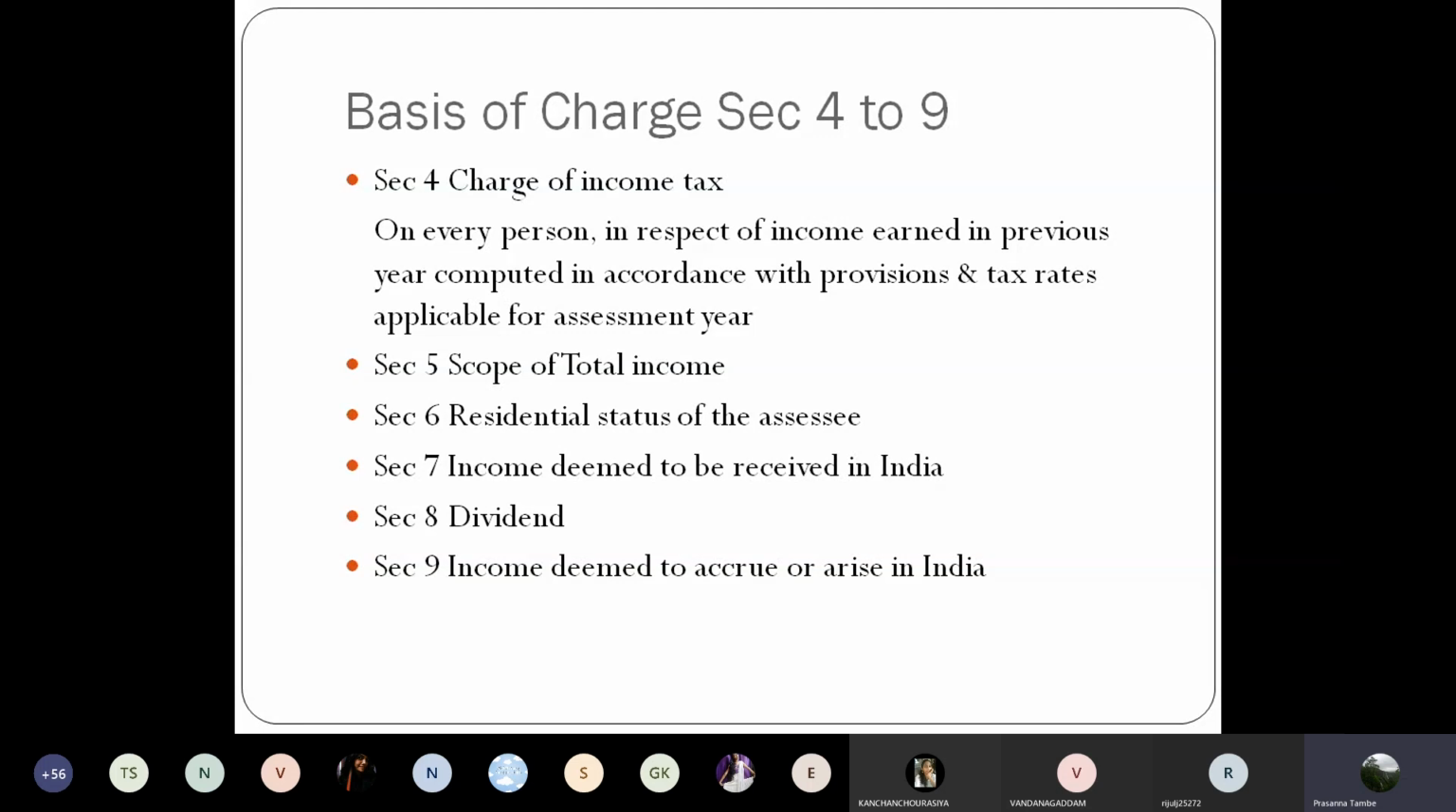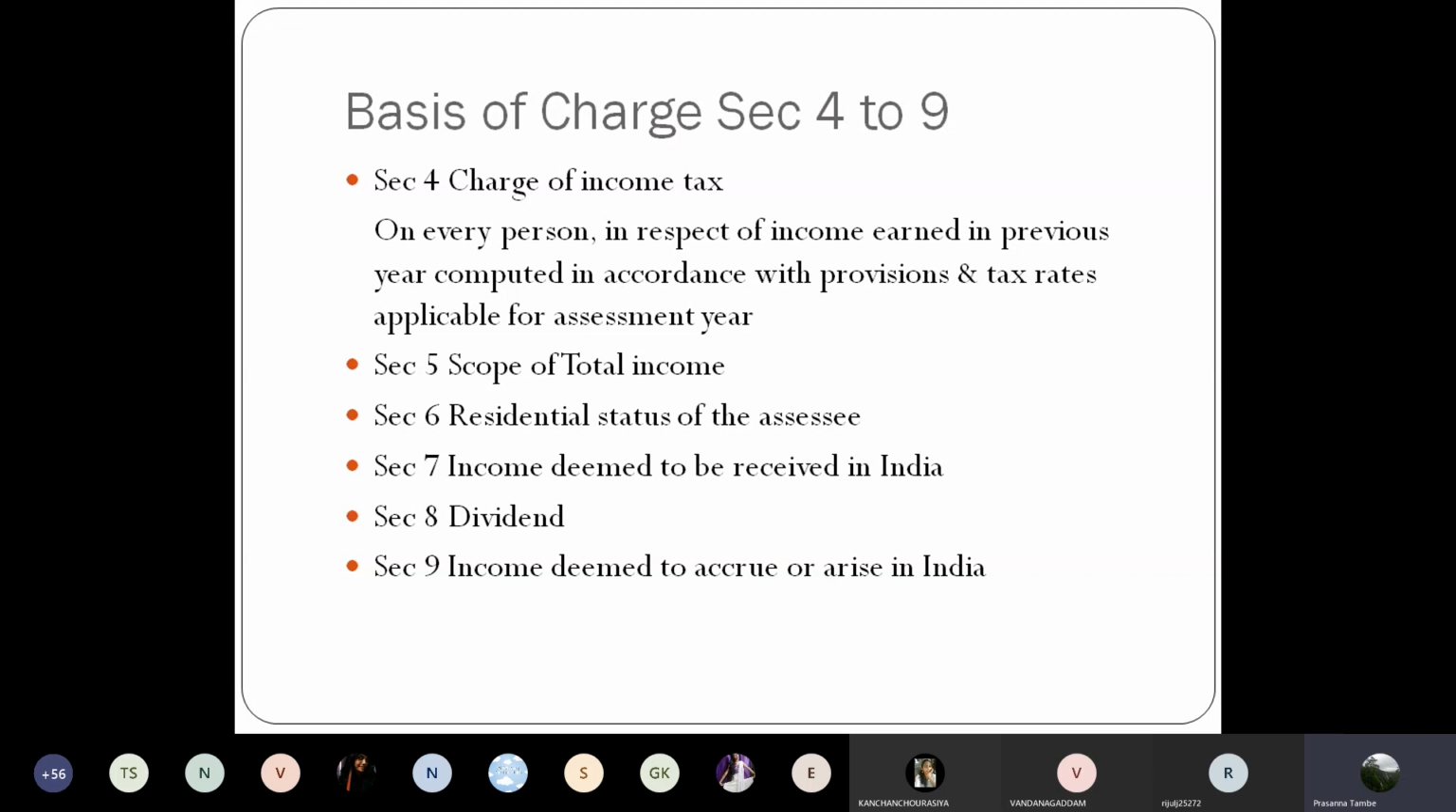Okay, so you can search in Google what those kinds of articles are. Make a passing reference, of course. That's a major thing. So income accrued or arising in India has actually been a cause of major litigation in the past, because it's a very powerful section to consider some of the items as deemed to have accrued in India. Okay, so this is the introduction of 4 to 9.